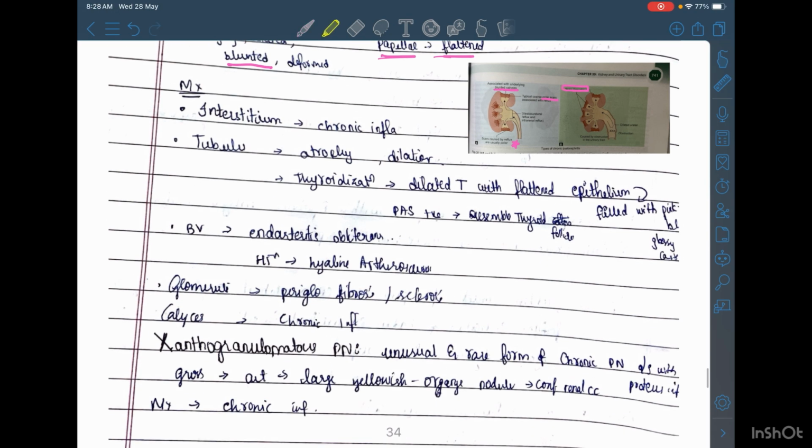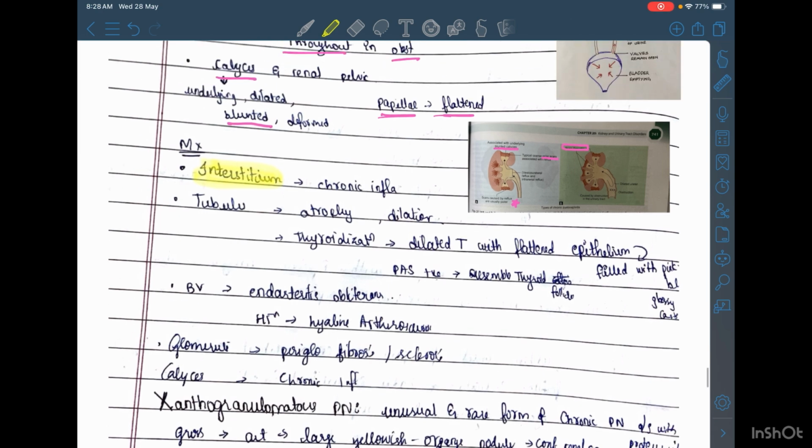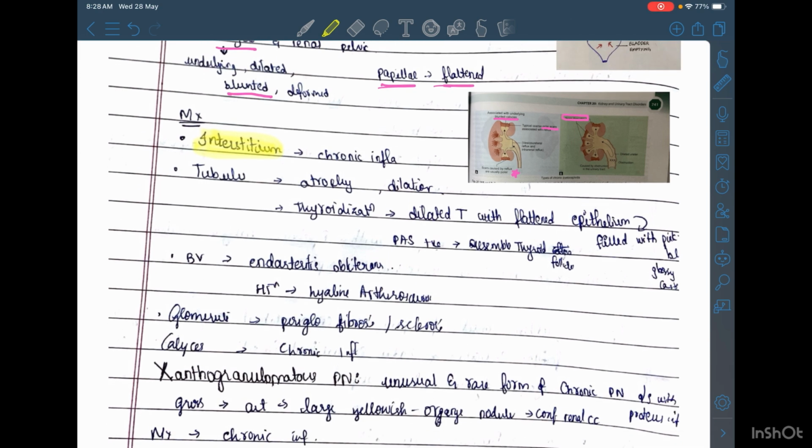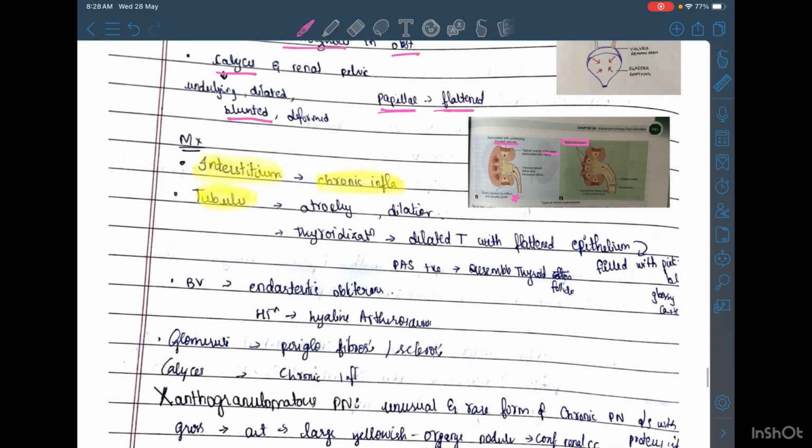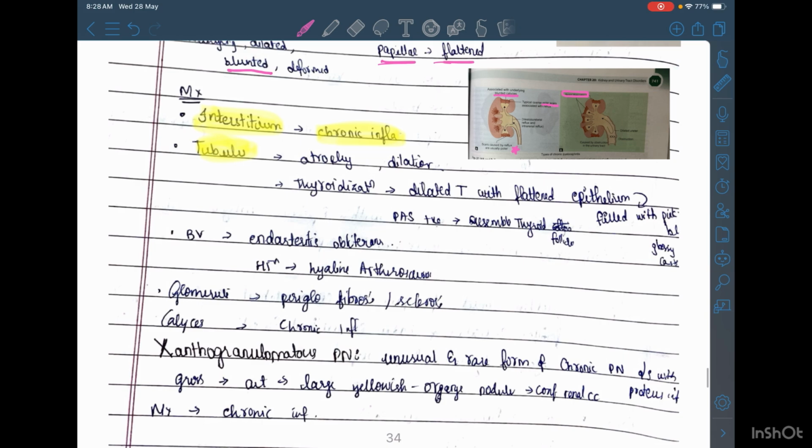Coming to the microscopy, in the interstitium definitely it's an inflammation, so there will be chronic inflammation. In the tubules it's a tubulointerstitial disease.